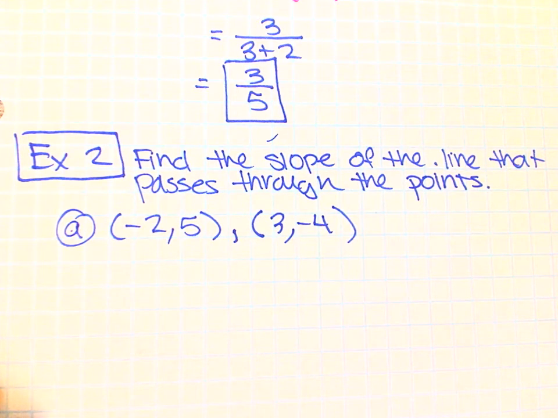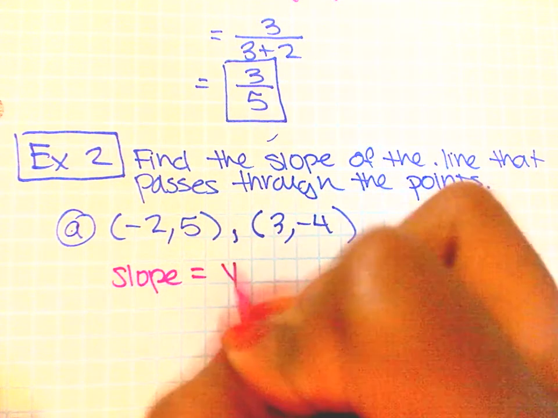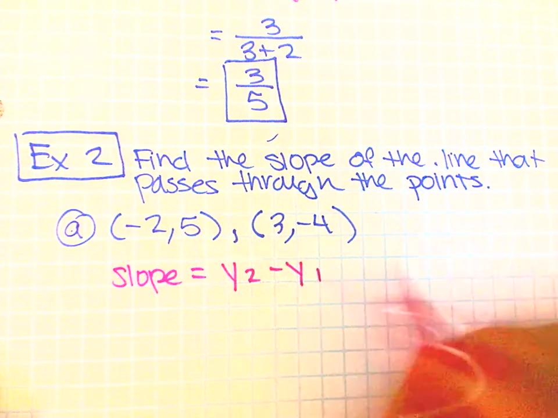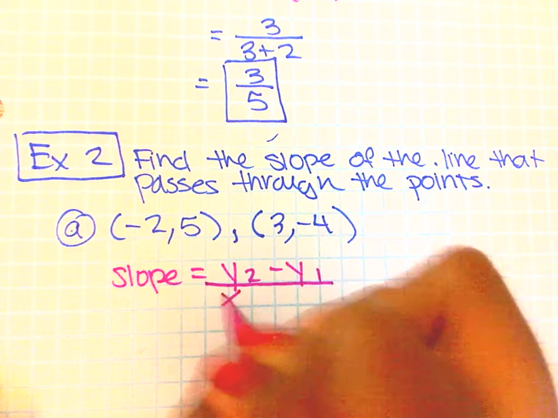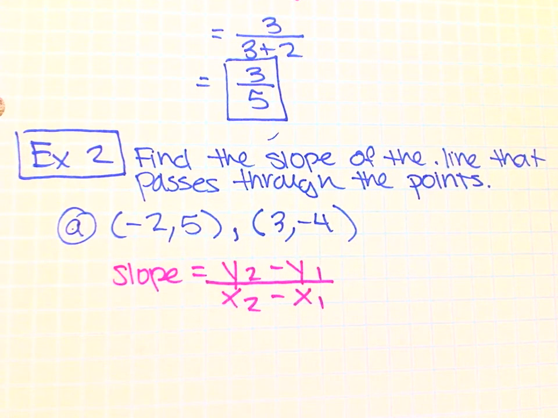So I'm going to write the equation first, because I know that's what I need. I know that in order to find the slope, I need y2 minus y1 over x2 minus x1. Please write that down. That's always going to be your first step, is to write the equation, then substitute the numbers in.